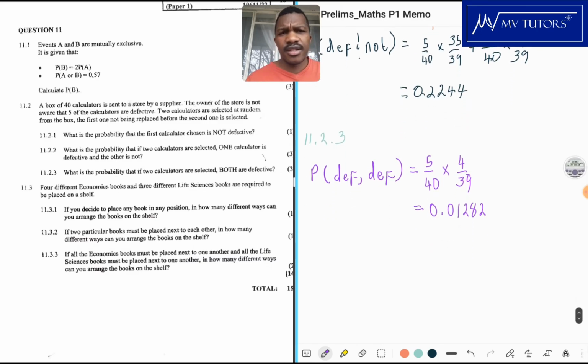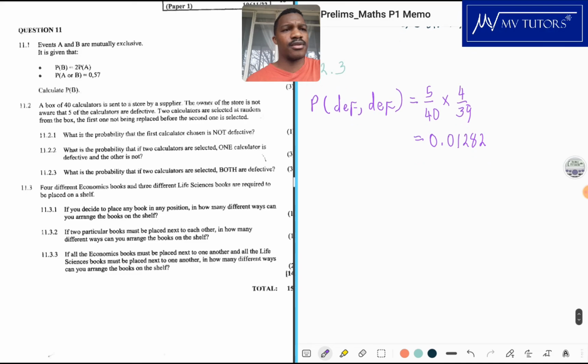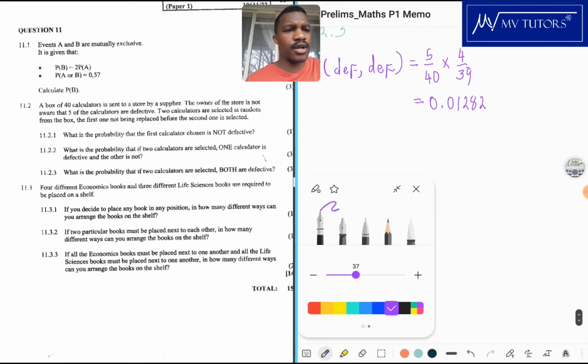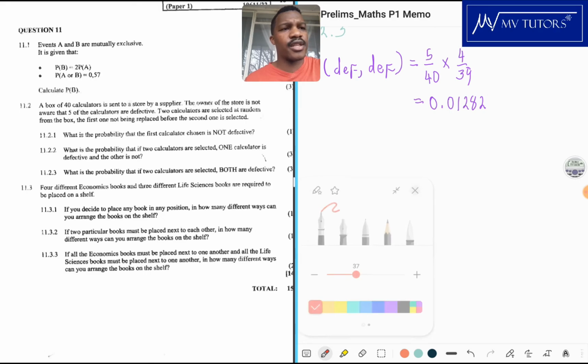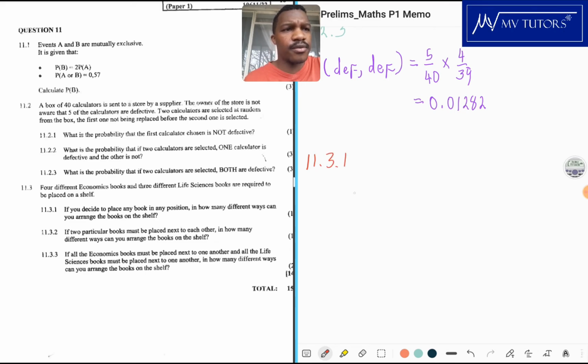Now the next question says 4 different economic books and 3 different life science books are required to be placed on a shelf. If you decide to place any book in any position, in how many ways can you arrange this? Okay, let's change the color first. Let's go red. So this is the situation that we have here in 11.3.1. We've got 7 total spaces: 1, 2, 3, 4, 5, 6, 7.